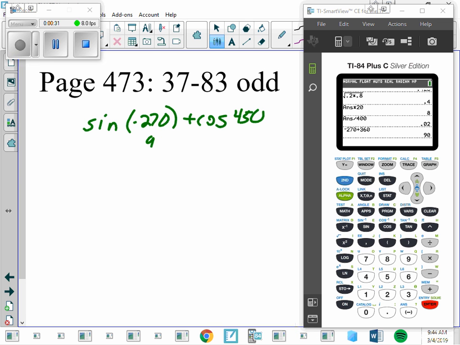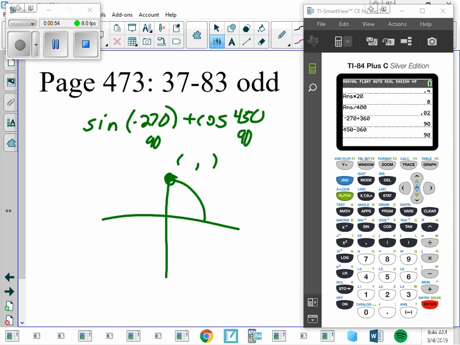And I also don't like 450. What am I going to do with that? Subtract 360, and I get 90. Well, what is the sine of 90 degrees? So right here, what are the coordinates at that point? 0, 1.